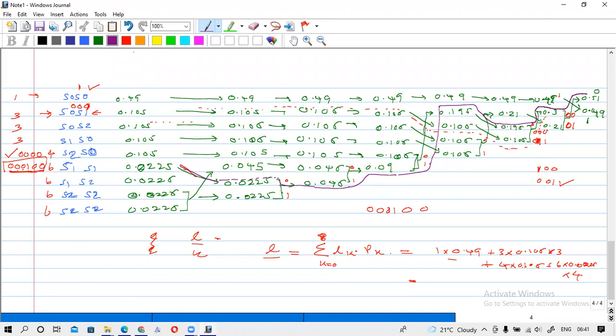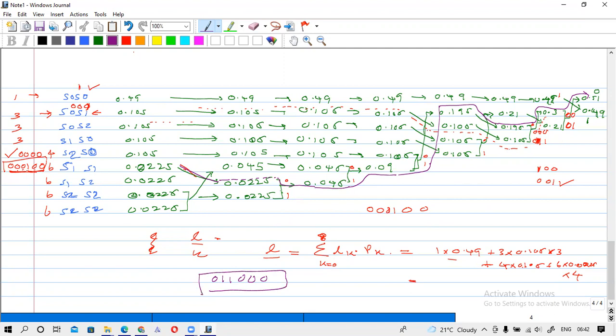Okay, and here. So if I write the codes, here it is 0, here it is 0, and here it is 1, and again here it is 1, and here it is 0, and here it is 0, and here it is 0 again. 0 and 0, correct. So this will be the code word.